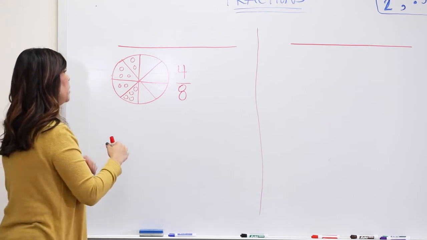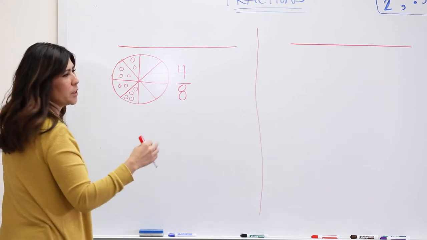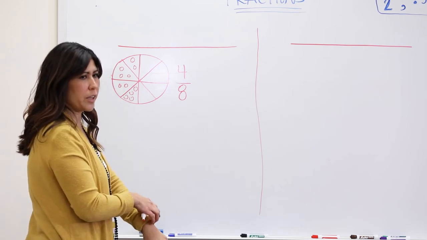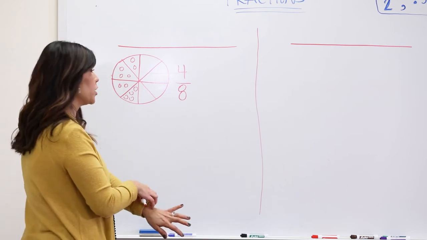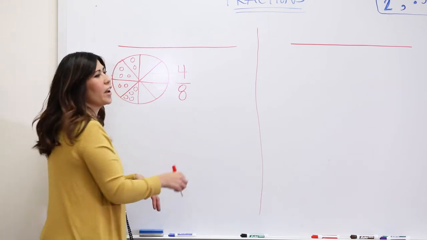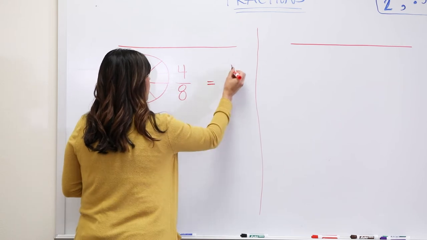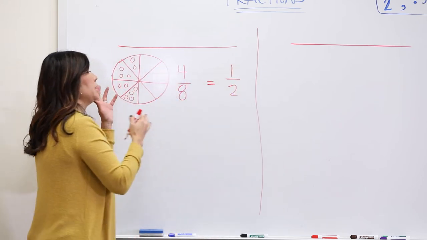Fine. But if we look at it, would you say, hey, I got 4 out of 8 pepperoni pizza? No. To your family? No. What are you going to say? You're going to say half. You're not going to say, oh, I bought 4/8, or I got 4/8 pepperoni. No, you're going to say half. So visually, we can see that.